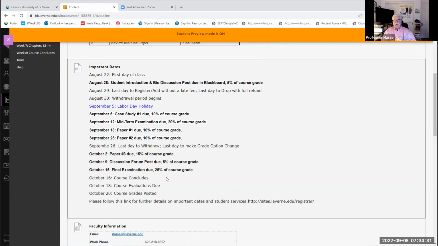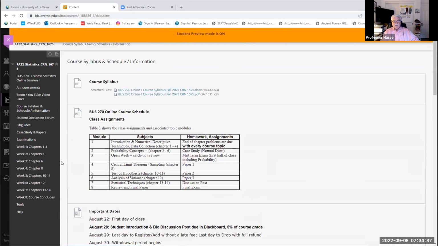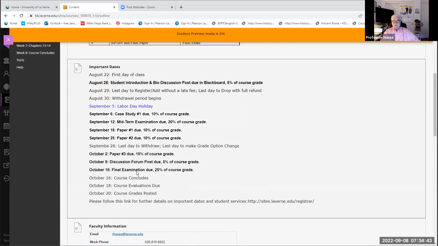So again, if you're confused about where things are, just go to the file folder in Blackboard entitled Course Syllabus, Schedule, and Information, and there you will see the important dates so you can know when things are due and what our schedule is for this course. And again, if you have any other specific questions, please let me know. I am here to answer those.